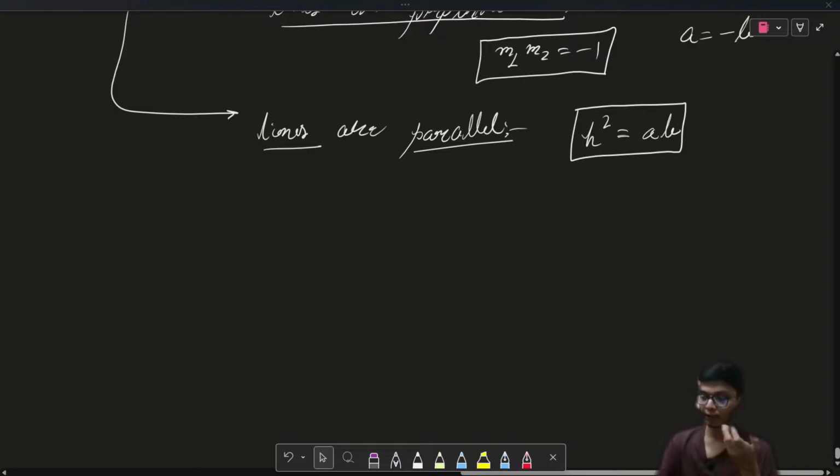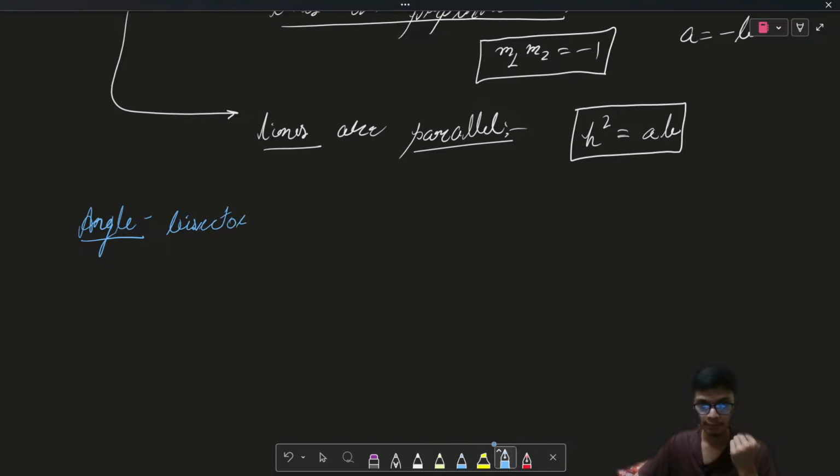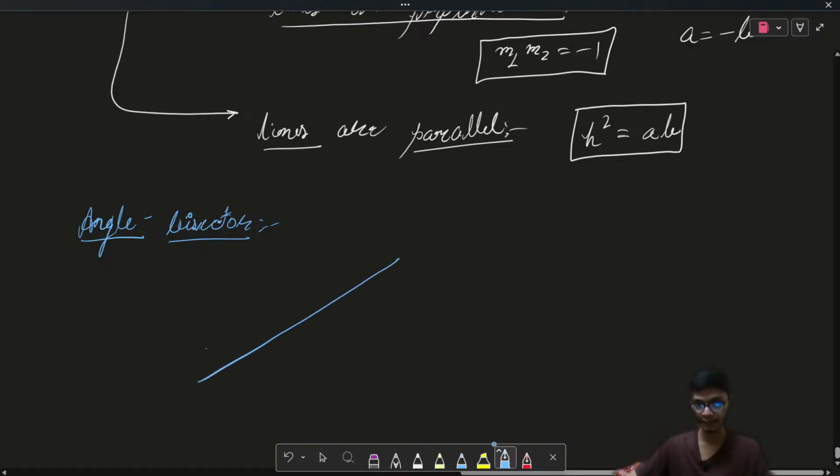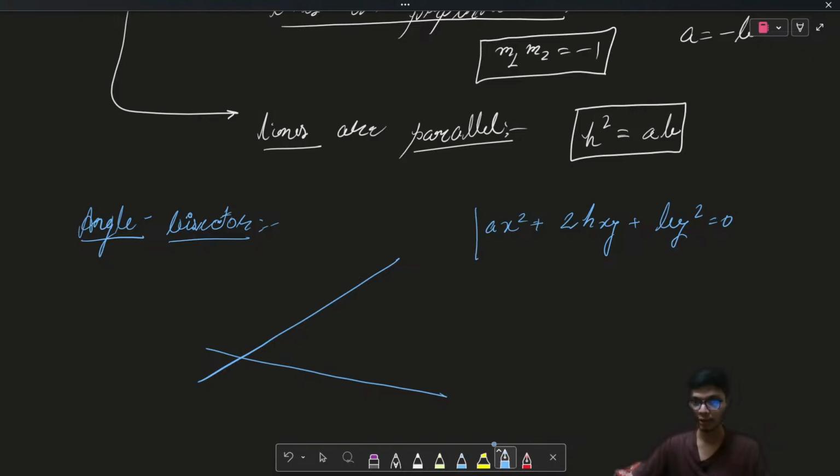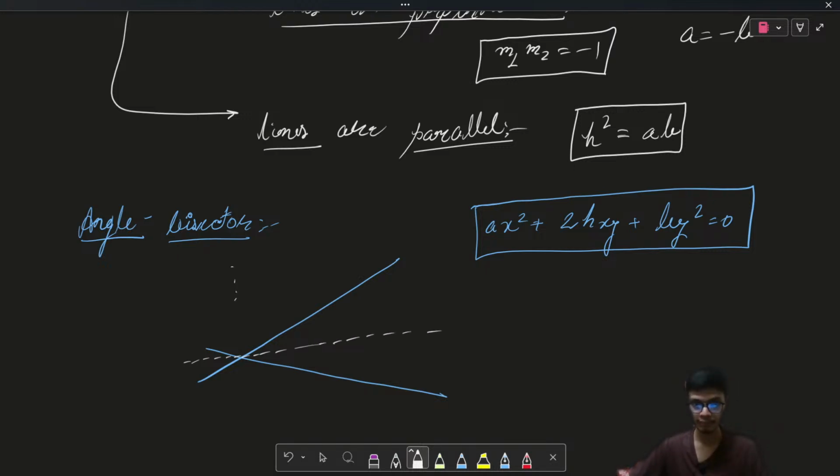Alright. So let us now move forward towards understanding the concept of the angle bisector, right? So if we have this pair of straight lines like this, let us say this is my equation of pair of straight lines, right? This is my equation of pair of straight lines and I want to find out the angle bisector, right? So the angle bisectors will also be two, which can be formed as a pair of angle bisectors.